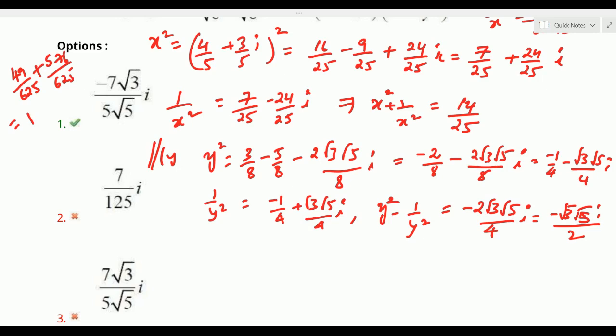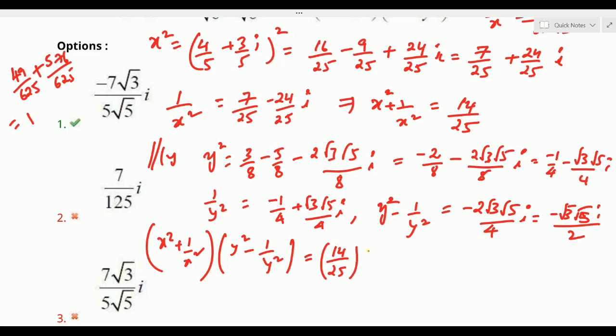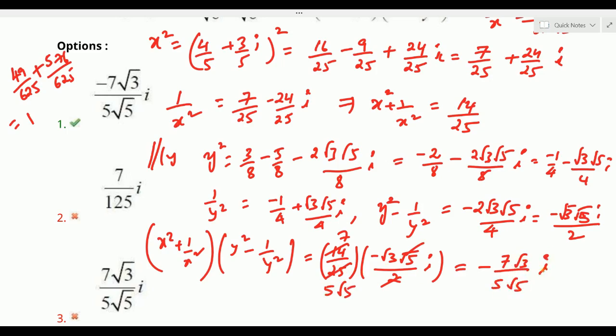Now you want to collect what is that? X squared plus 1 by x square of y square minus 1 by y square result అడిగారు అంతేనా? So x square plus 1 by x square we got it as 14 by 25 into what is y square minus 1 by y square, we got minus root 3 into root 5 by 2 into I. Okay now, 2 cancel with minus sign, 2 cancel in 7 times, 7 and 5 root 5 cancel, 25 is 5 root 5 times and this is minus 7 root 3 by 5 root 5 into I. Adi manaku vachina result.